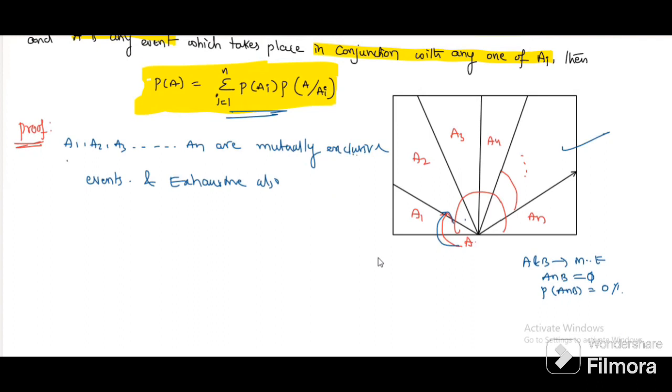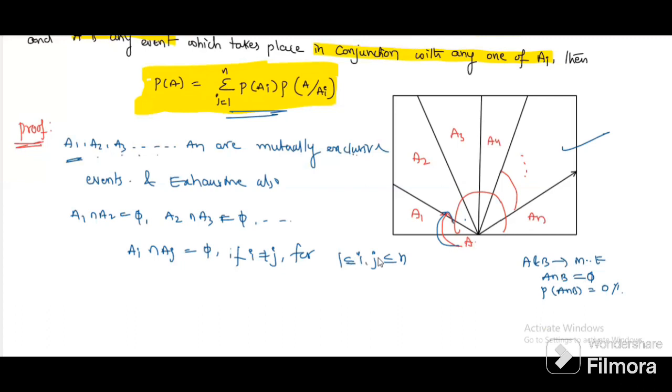Here it is clearly given that A1, A2, A3, and so on, AN are mutually exclusive events and exhaustive events also. That means A1 intersection A2 is a null set, A2 intersection A3 is a null set. Like this, whatever you take, Ai intersection Aj will be a null set if i is not equal to j. This is very important, for i, j less than or equal to n and greater than or equal to 1.